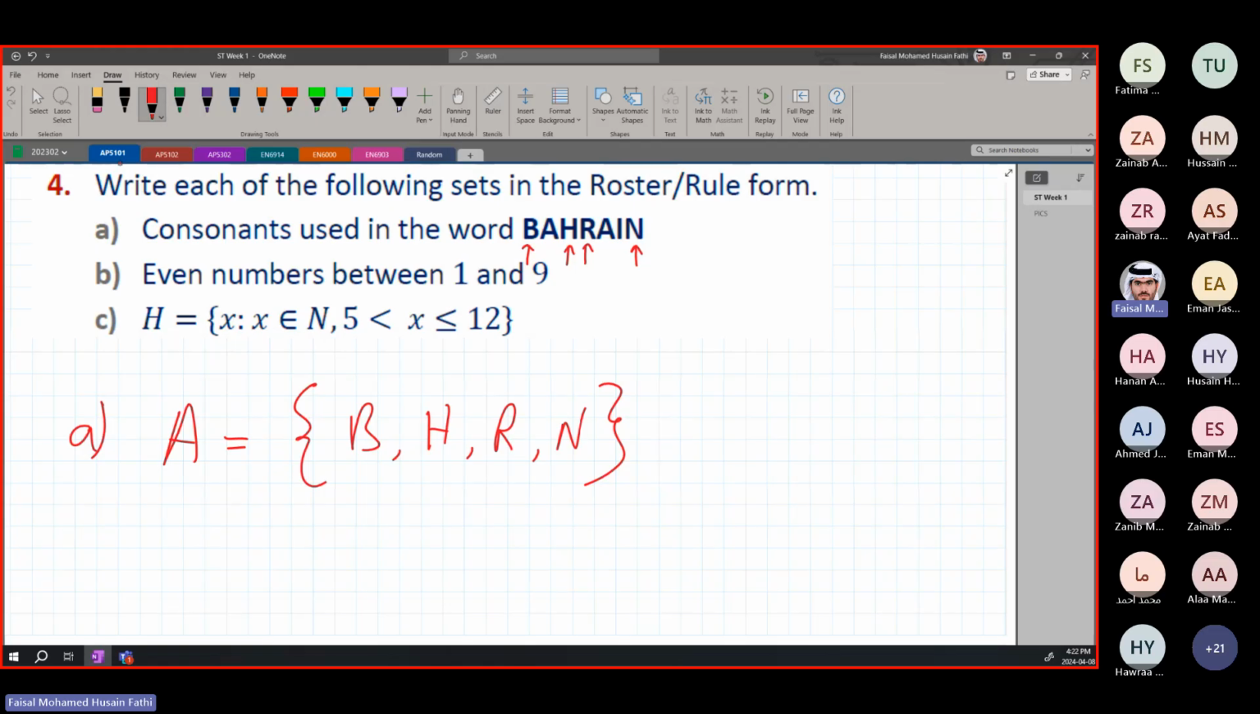I would definitely think they're going to bring a question either from roster to set builder or from set builder to roster. I'm not sure which one, but I have a feeling that this is what one of the questions might look like.